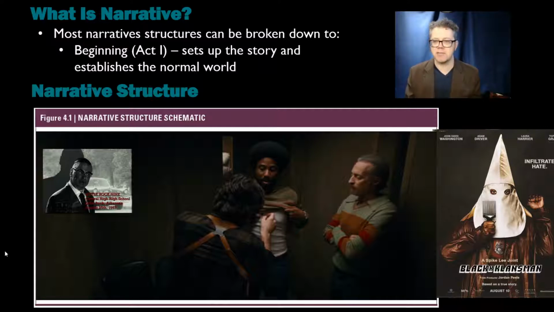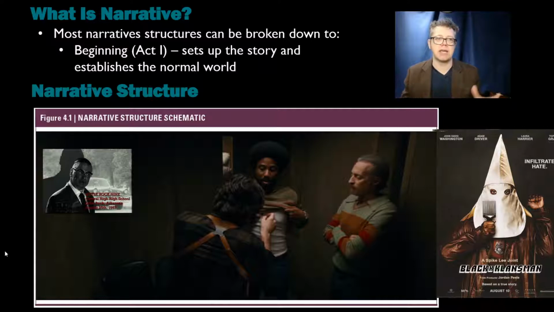He becomes a detective as a result, and on a whim decides to call the KKK and see if he can join, and ends up doing so. And once he's done that, then he has to get one of his fellow police officers to pretend to be him, and that character, Flip Zimmerman, is played by Adam Driver. And there's a number of fictionalized elements to Flip Zimmerman's character. And so again, we're not really seeing a perfect replication of Ron Stallworth's experience.